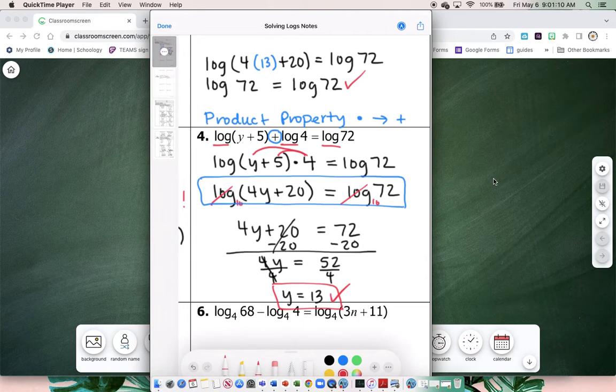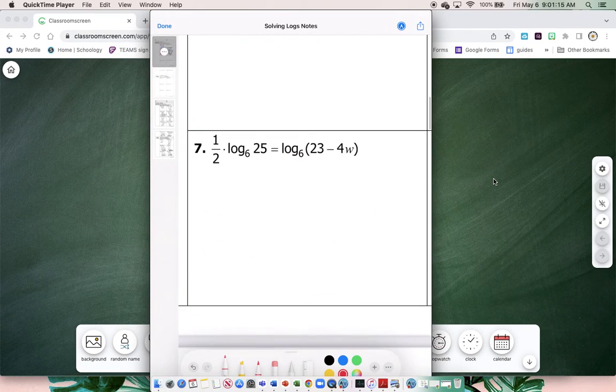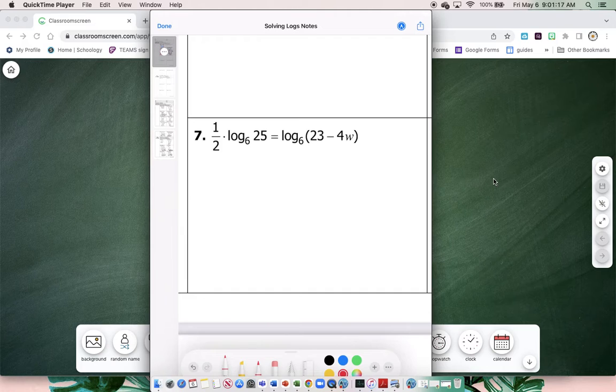Let's talk about number 7, because number 7 has something different. So on number 7, I have this 1/2 that's in the front, right? So anytime you have a number in front of a log, don't start trying to drop the log. You can't drop the logs until the logs are by themselves on both sides of the equation. In this case, the log is not by itself because it has a 1/2 in front of it. It has a coefficient in front of it.